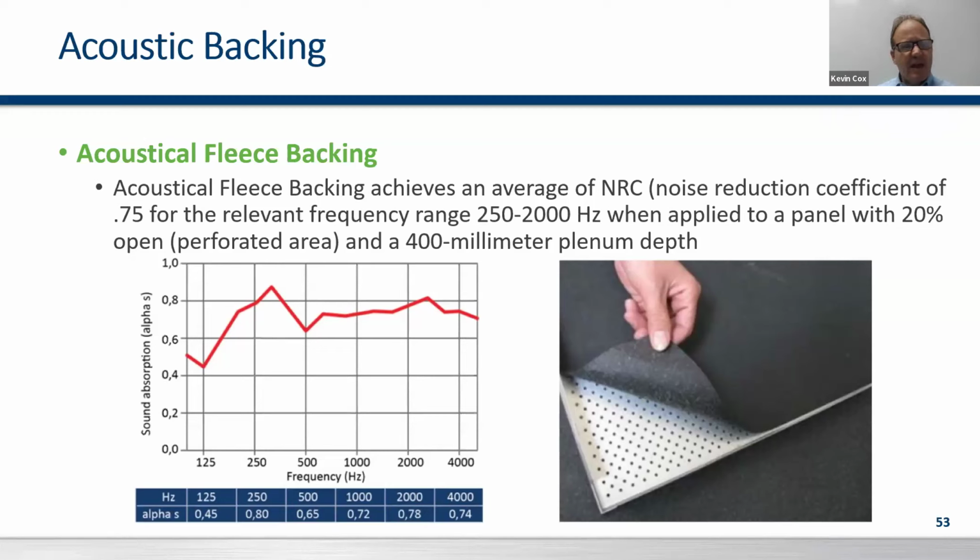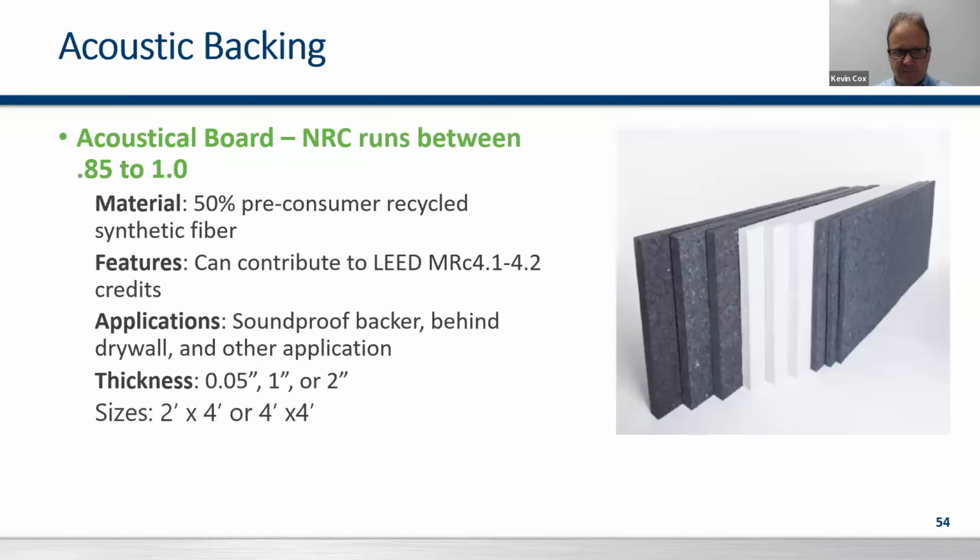And we're going to get an NRC of about 0.70, 0.75 across the relevant frequencies from 250 to 2000 hertz. And that's exactly what NRC measures, is the amount of sound energy absorbed, averaged across those hertz, and rounded to the nearest 0.05. So we're getting 0.75 NRC. That means that roughly 75% of the sound energy that hits that panel is going to be absorbed.